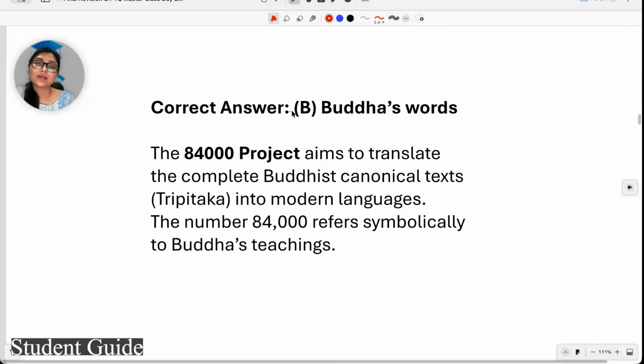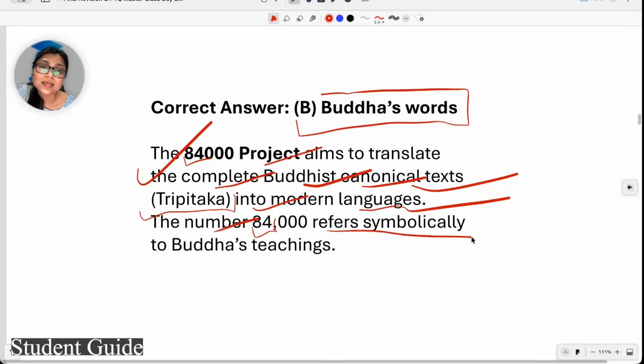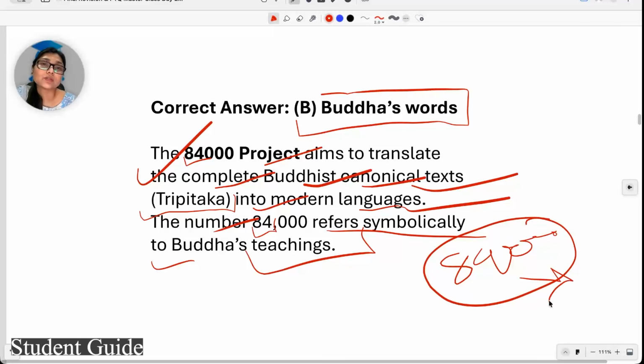You need to know about the Buddha's words. So the project 84,000 aims to translate the complete Buddhist canonical text that is called Tripitaka into modern languages. You need to know about this. Sometimes this word Tripitaka comes in the exam, and the number 84,000 refers symbolically to Buddha's teachings. Okay, so whenever you find this 84,000, you always remember this as Buddha's words.